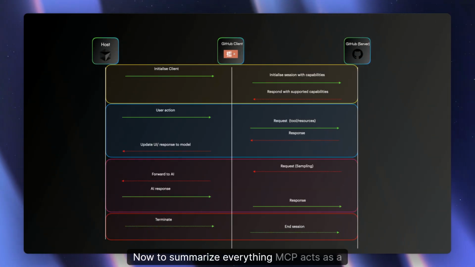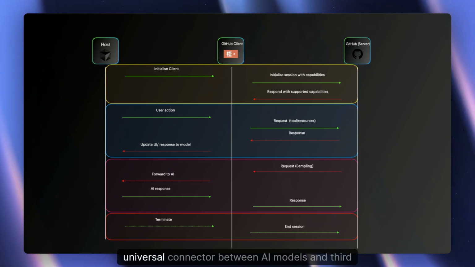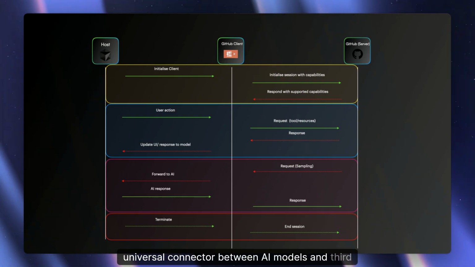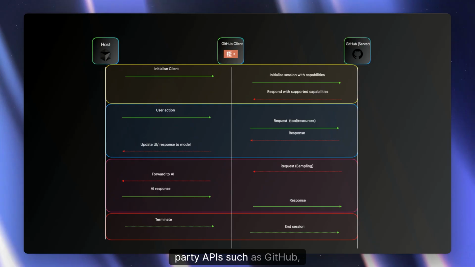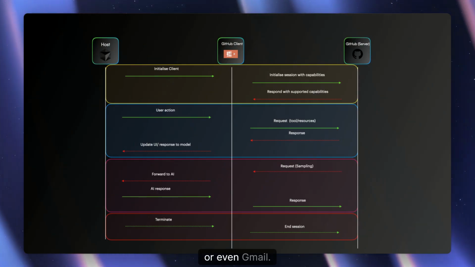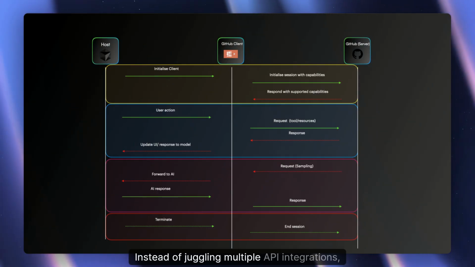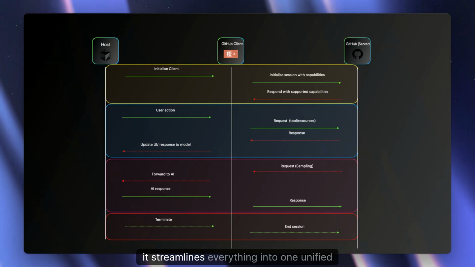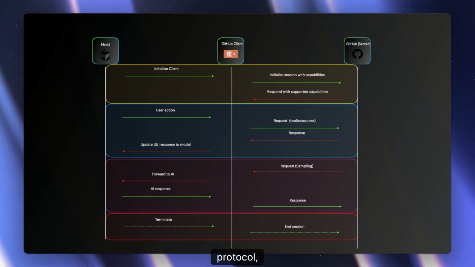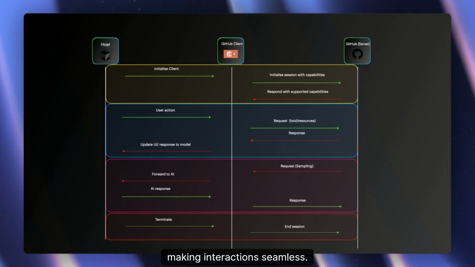Now, to summarize everything, MCP acts as a universal connector between AI models and third-party APIs, such as GitHub, Slack, or even Gmail. Instead of juggling multiple API integrations, it streamlines everything into one unified protocol, making interactions seamless.